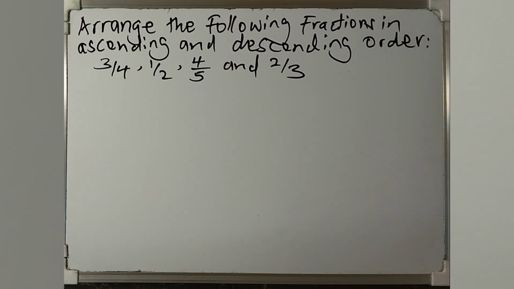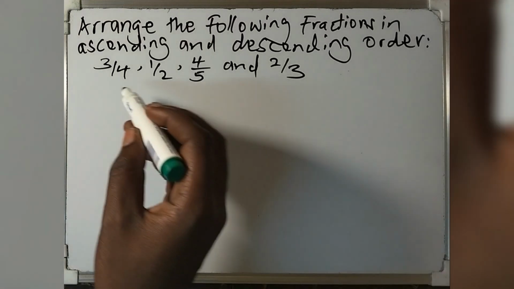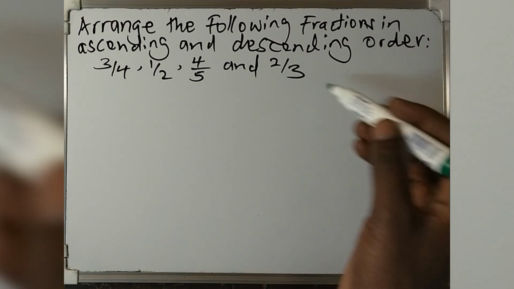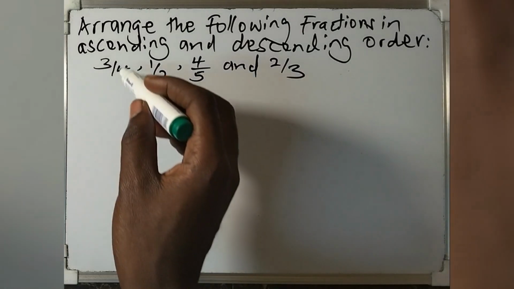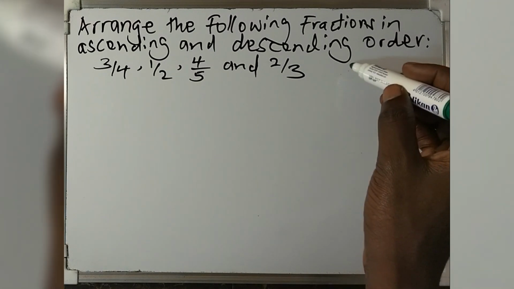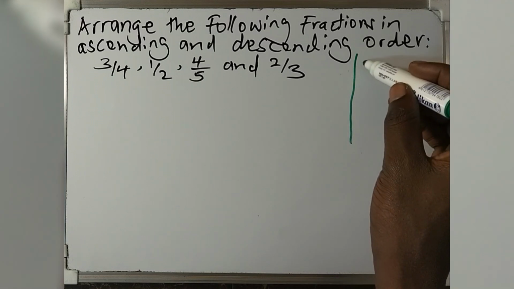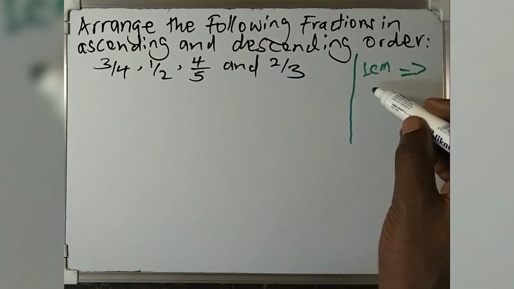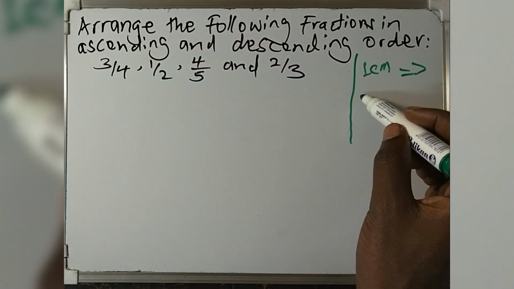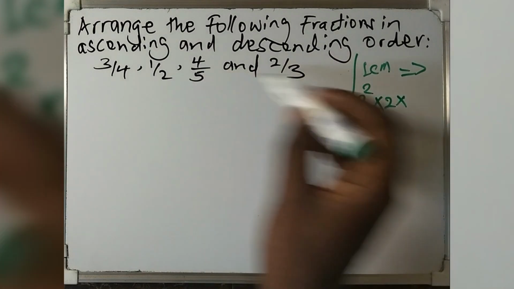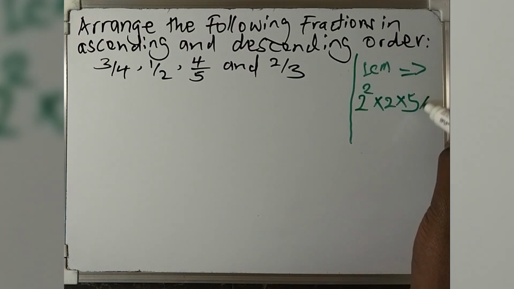As you can see, these fractions have different denominators. So the first thing is to find the LCM. Since these are odd numbers, let's break this one into a composite number to find the LCM. The LCM will be this 4, which is 2 squared, times this 5, and this 3.